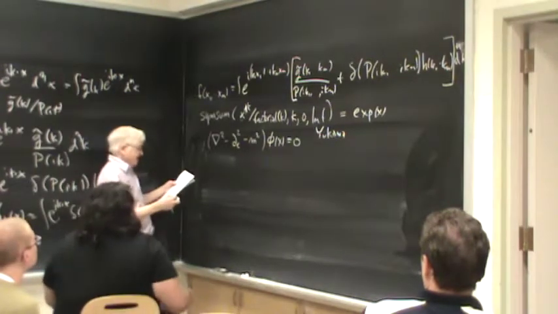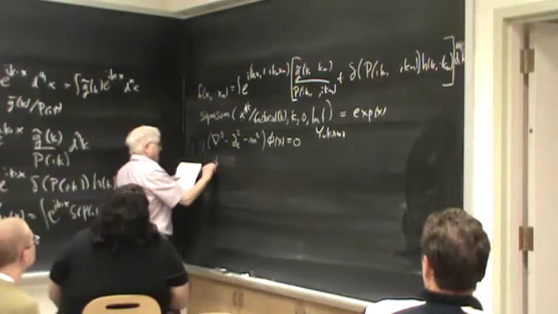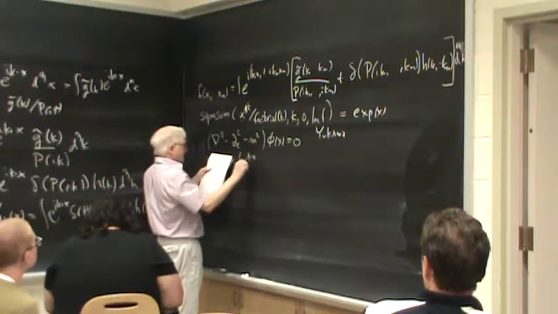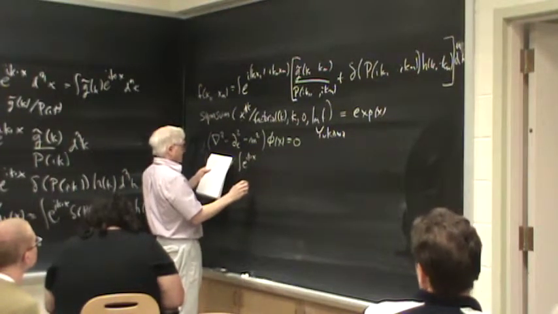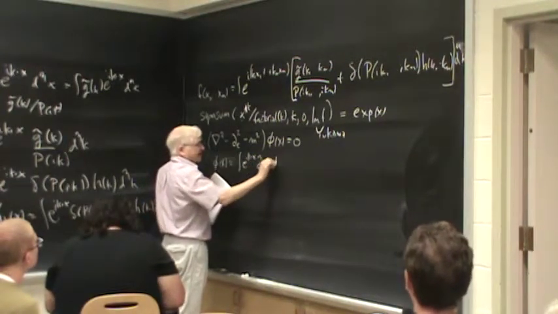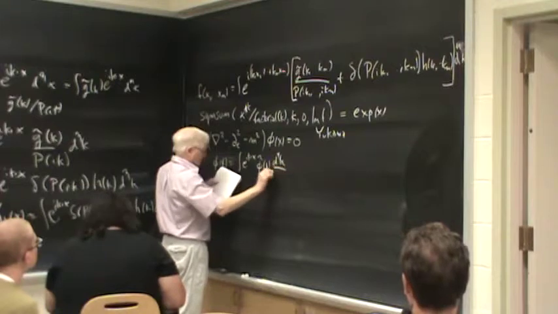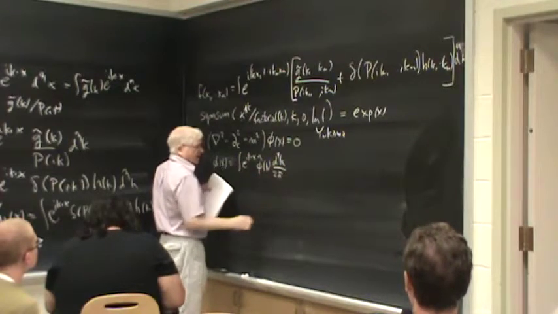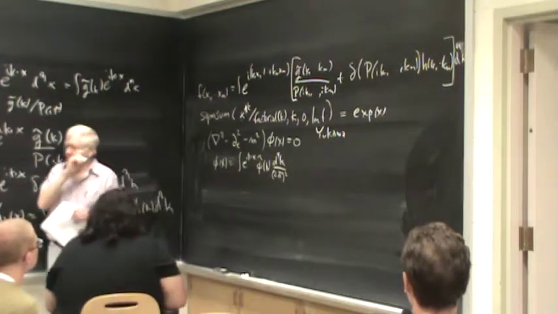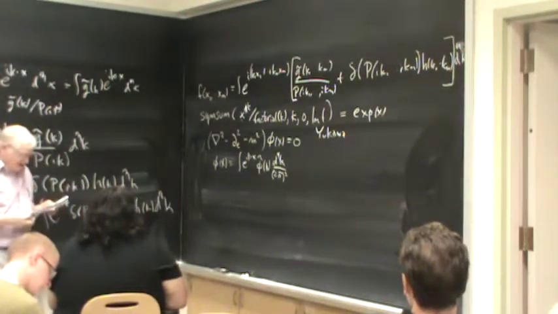So what we'll say then is that phi of x is going to be an integral of e to the i k dot x, phi tilde of k, d^4k over (2π)^2, because I've got the square root of 2π to the fourth.